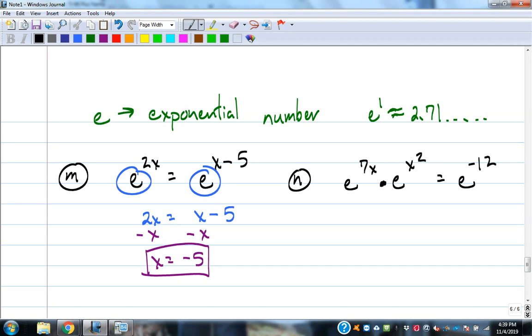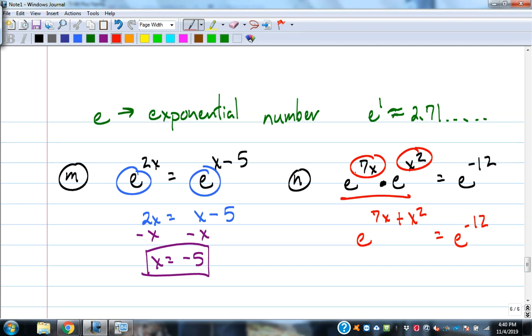You add them. That's right. So this whole side here could be rewritten as e to the 7x plus x squared. Right? But e is not going to be squared, because you're just adding these two exponents.